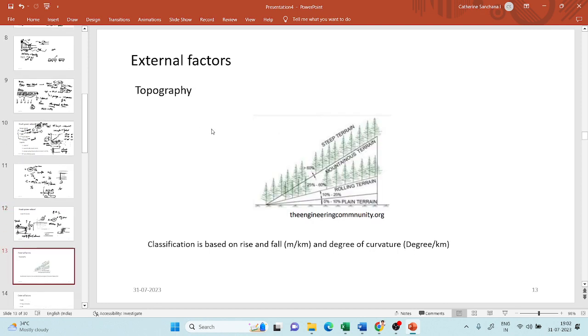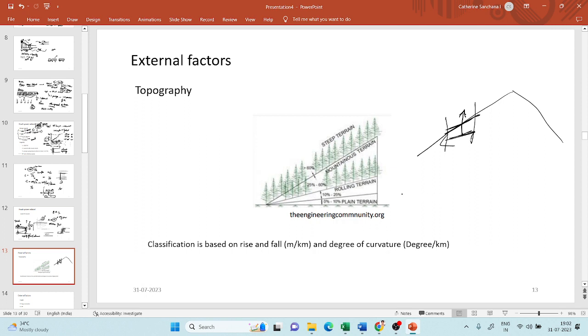And there are external factors which affect the geometric design. So one is the topography. So based on the topography, based on the cross slope, say this is my mountain. Okay, this is my mountain, and my vehicle is traveling in this direction. Okay, this is the cross slope.